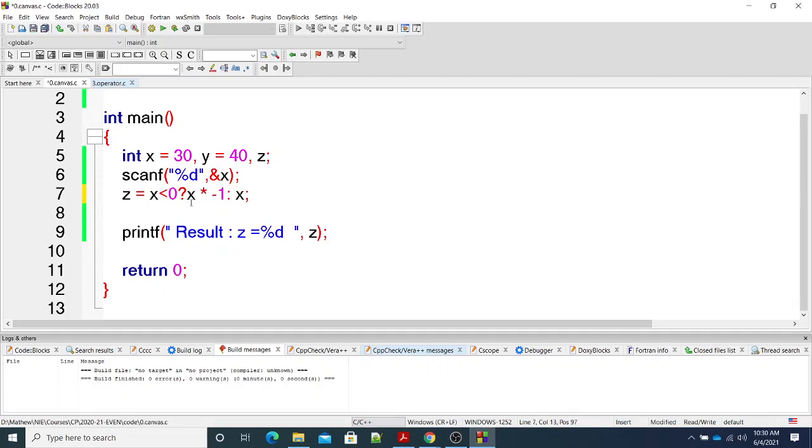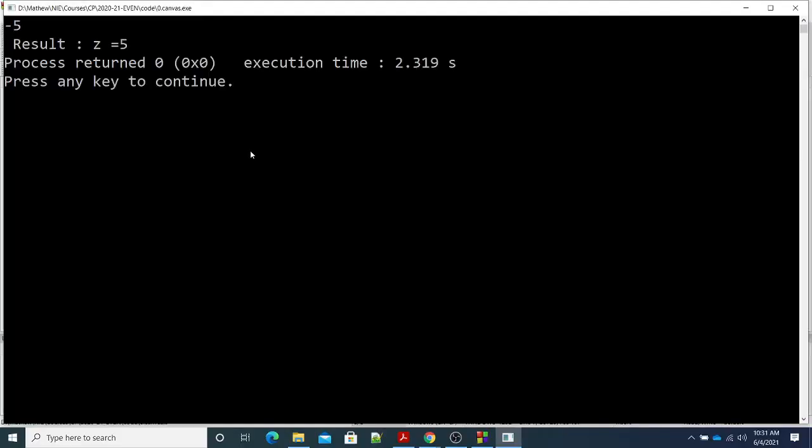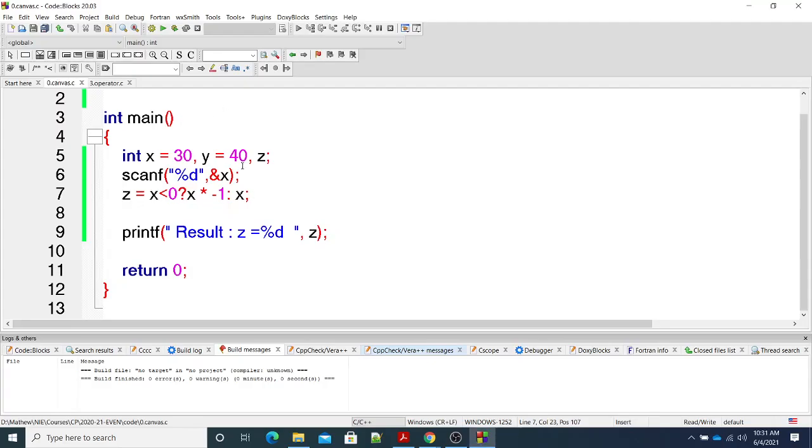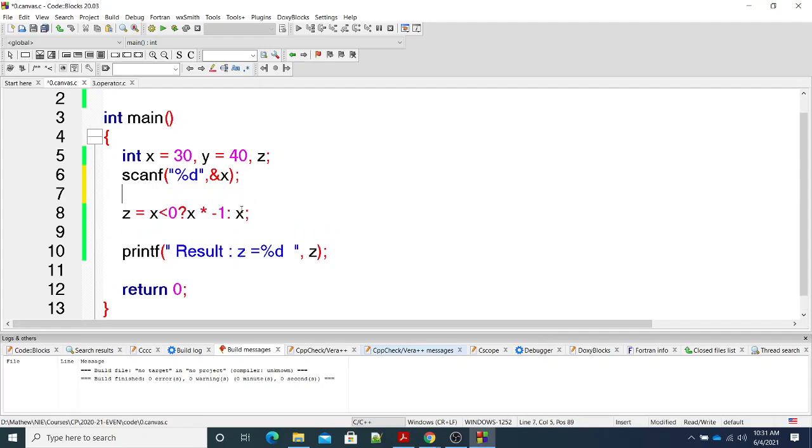Since it is stored in Z, I don't need to do X is equal to X into minus 1. I can directly do this: X into minus 1. Otherwise, simply give X. Let's see if it works. So I enter minus 5. The result is 5. I enter a positive value. So I get the absolute value of a given integer using the conditional operator.